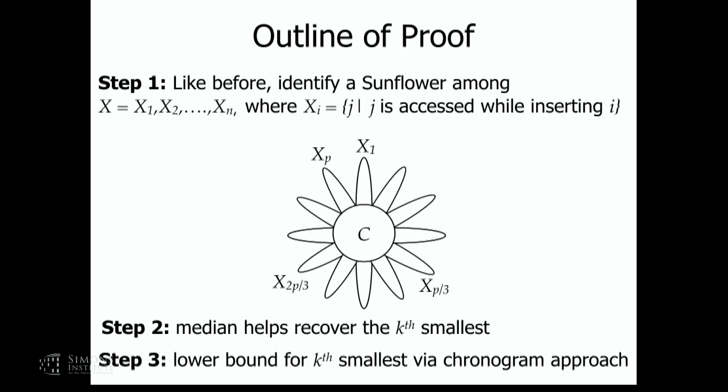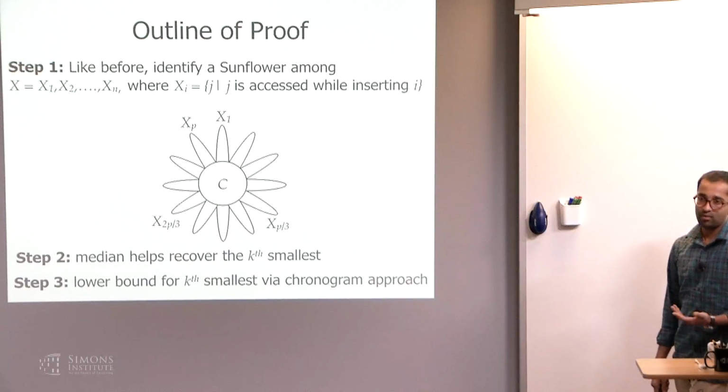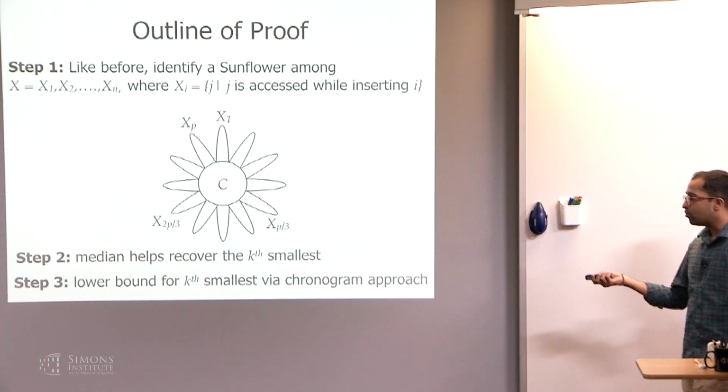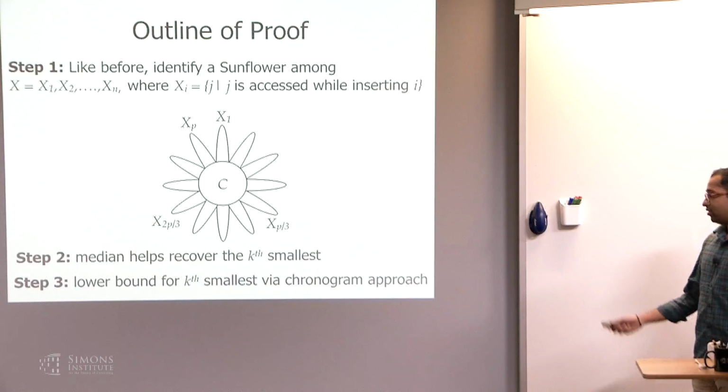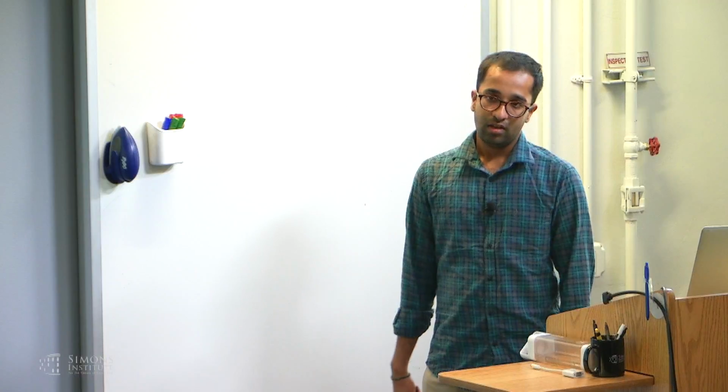Okay. So here we start like before, where you define the ith set to be the set of all cells that were accessed while inserting the number i, and you'll again find a sunflower among them. Now what you'll argue is that the median computation, since the insertions were non-adaptive, will help you not just compute the median, but also compute the kth smallest element in the set. Okay, and then we know how to prove lower bounds against kth smallest queries using the chronogram approach, and then we'll use that.